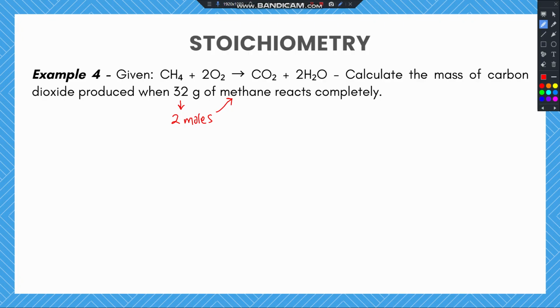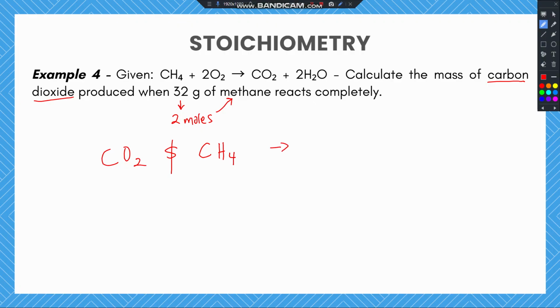Step number 2 would be to get or obtain the mole ratio from the chemical equation. So let's get the mole ratio. How do we do that? Well, the mole ratio will be gotten when we know what we're focusing on. This question says calculate the mass of carbon dioxide. So the first thing we're focusing on is carbon dioxide, CO2, produced when 32 grams of methane. So we have CO2 and CH4.